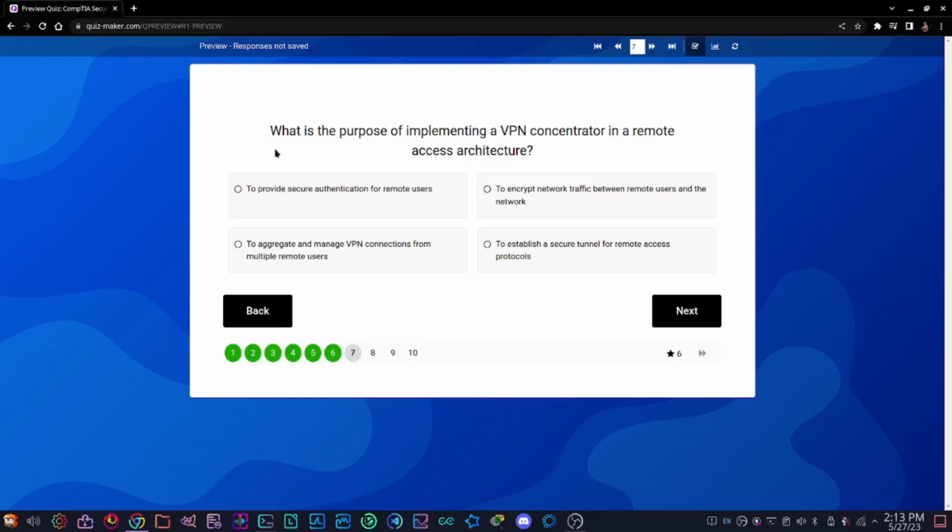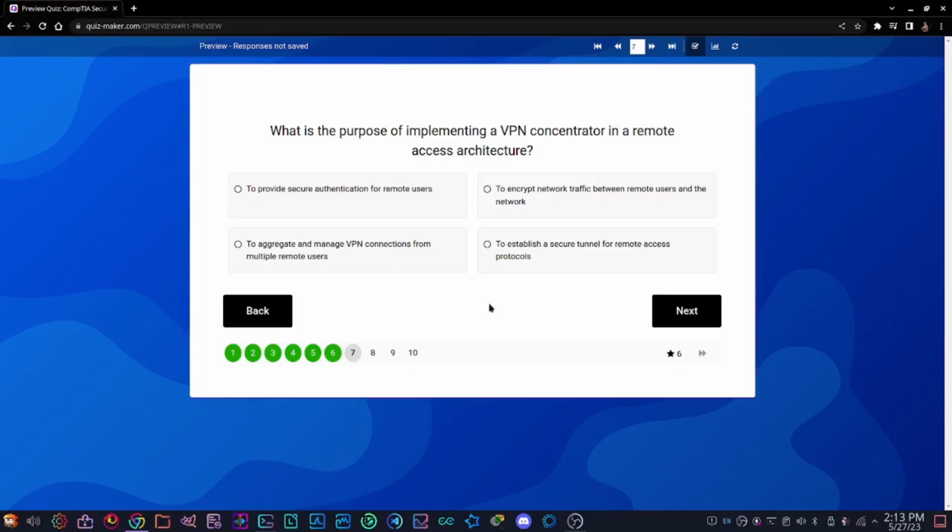Question 7. What is the purpose of implementing a VPN concentrator in a remote access architecture? So we have to provide secure authentication for remote users, to encrypt network traffic between remote users and the network, to aggregate and manage VPN connections from multiple remote users, or to establish a secure tunnel for remote access protocols.